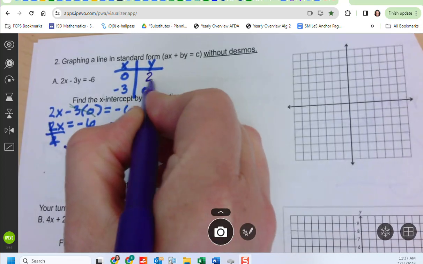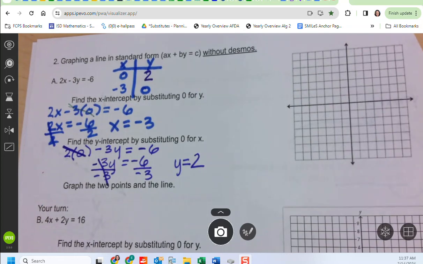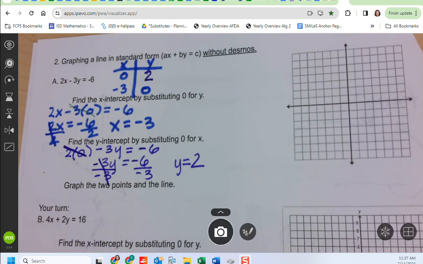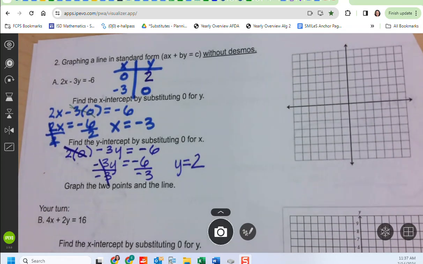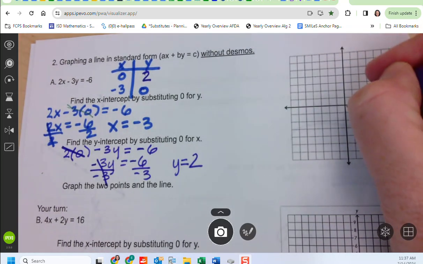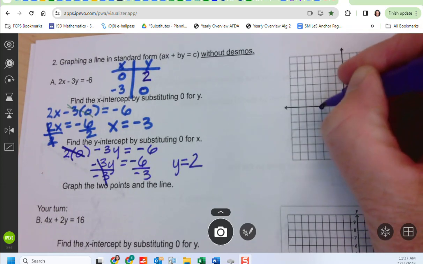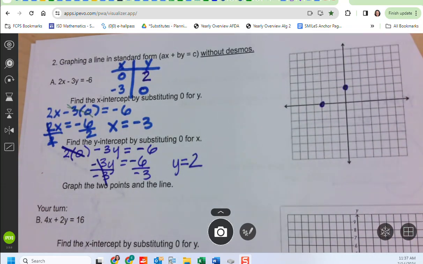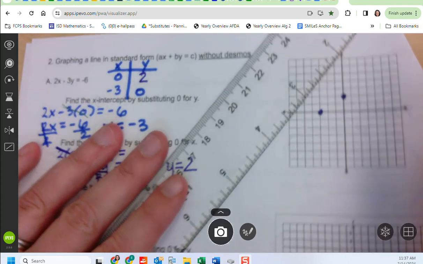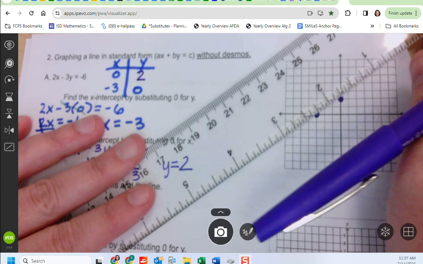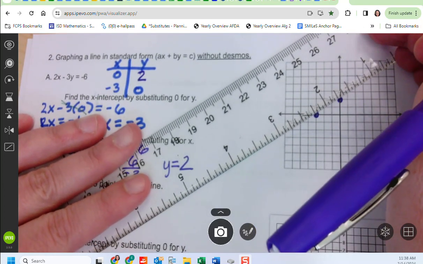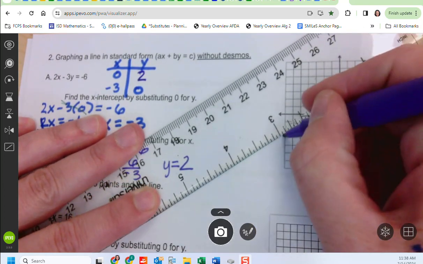I put that up here. And now I have 2 points to graph. Once you have 2 points to graph, you can graph the line, because it's the only line that goes through those 2 points. So I'm going to graph 0, 2 here, and negative 3, 0 here, and then draw the line between them. So notice we didn't use slope and y-intercept, we used x-intercept and y-intercept. We did not use the slope in this method.